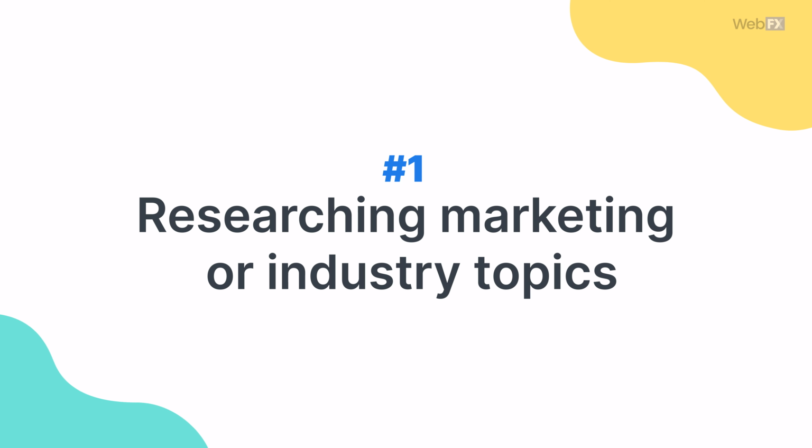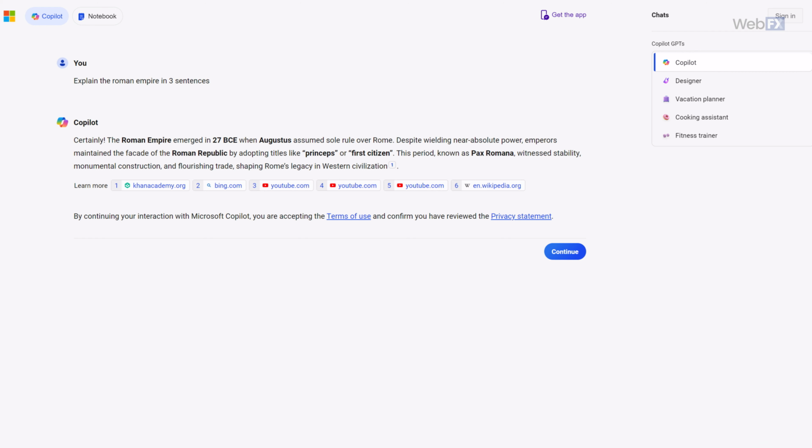Now let's dive in. Number 1, researching marketing or industry topics. If you don't want to search something on Google and instead want a more personalized answer, you can turn to a generative AI tool. Just type in your question, specify what length or amount of detail you're looking for, boom, get your response. This could be really useful if you're trying to learn more about a new marketing topic or if you're familiarizing yourself with an industry or a tool that you're working with.